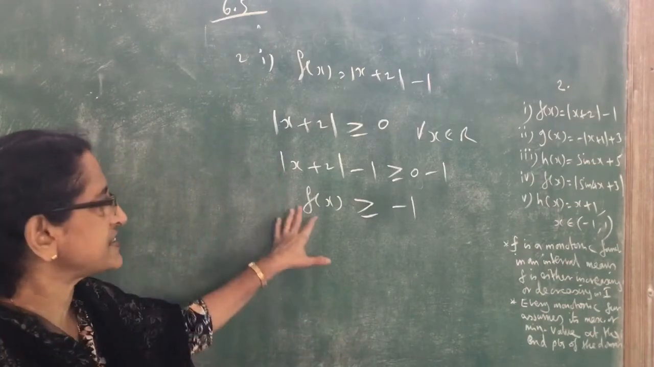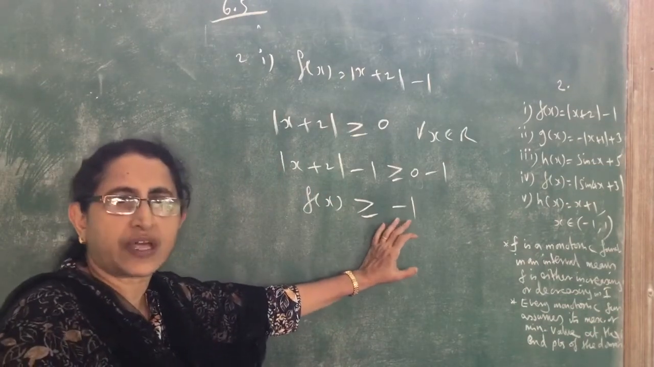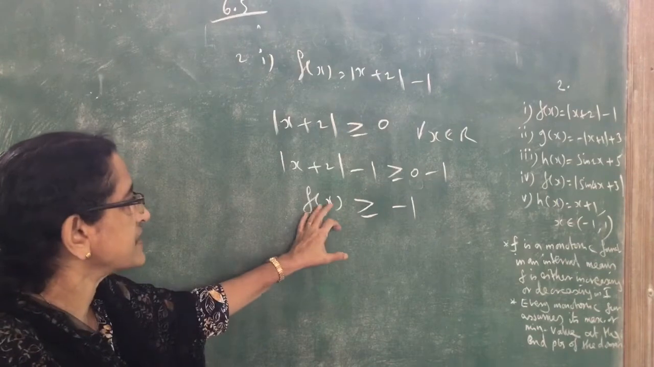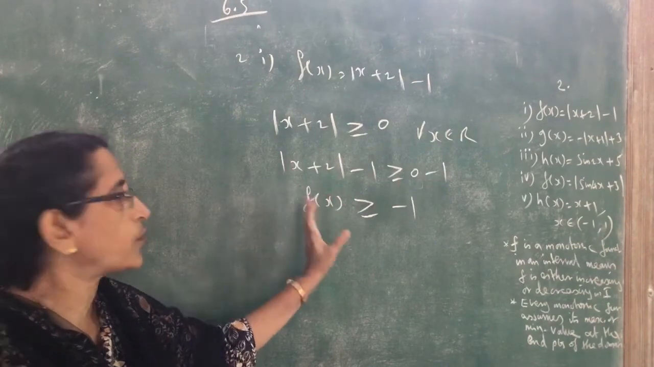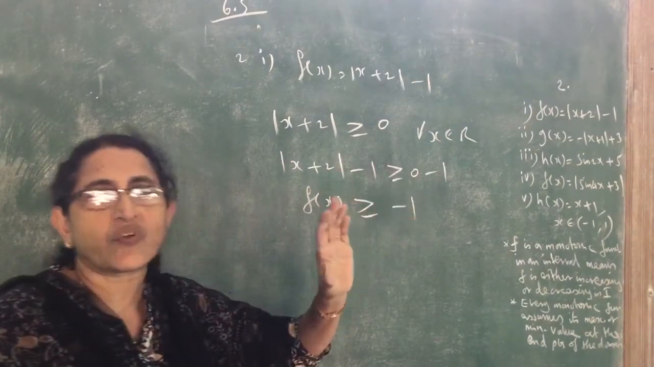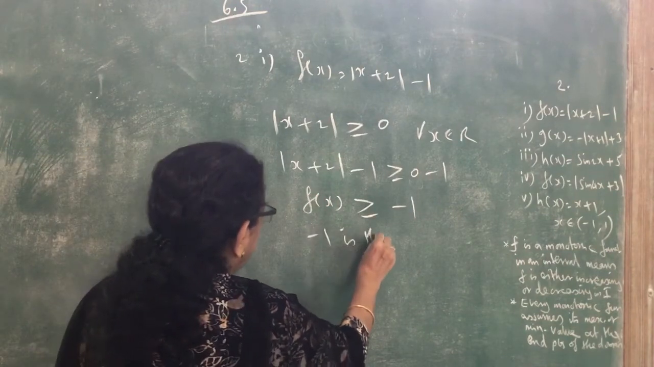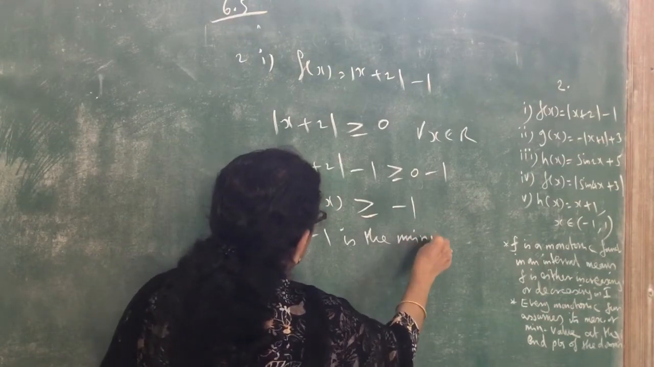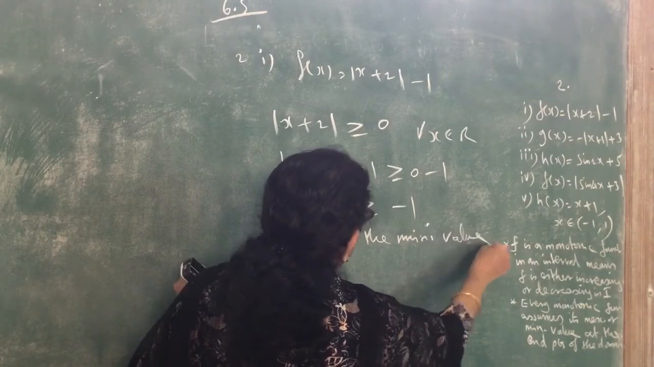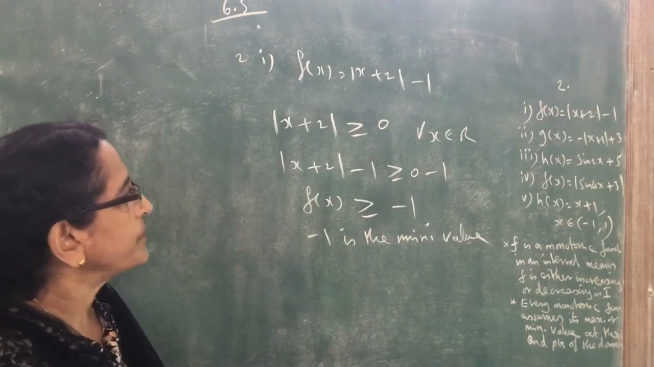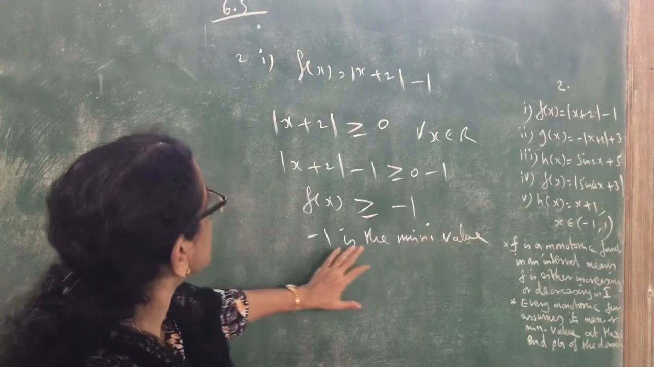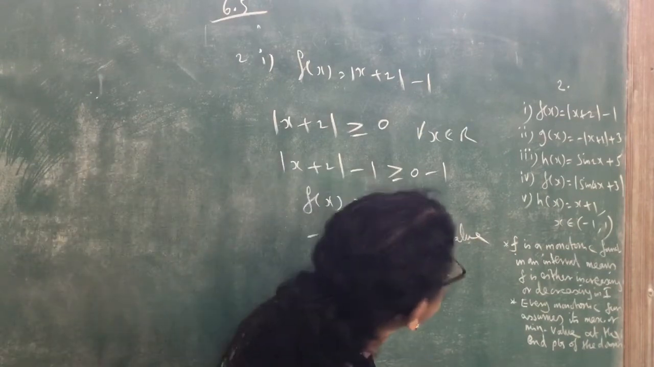So f of x is greater than or equal to negative 1. That means for every real number x, f of x is greater than or equal to minus 1. That means minus 1 is the minimum value of the function. Therefore, minus 1 is the minimum value of the function, and there is no maximum value. Now, consider the next question, modulus of (x plus 3) minus modulus of (x plus 2).